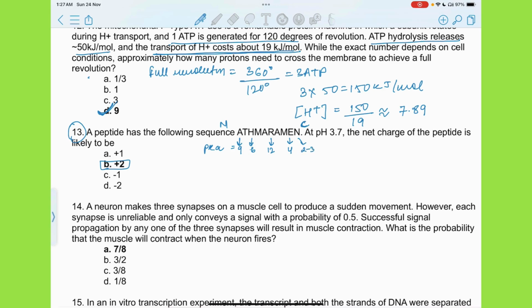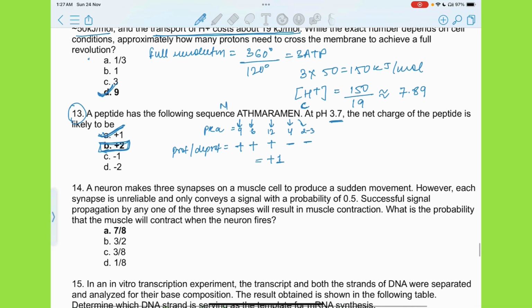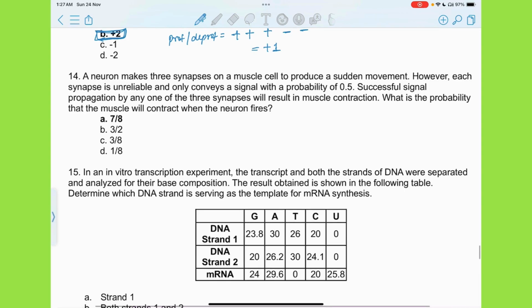So we'll see which are protonated and which are deprotonated. At pH 3.7, this will give a plus charge, this will give us a plus charge, this will again give us a plus charge, this will give us minus, and this will give us a minus charge. So the net total comes to be around +1. If any of you knows the correct way to solve or any better approach, because the answer they have provided is +2, but I feel +1 is the correct option, please comment below. Move to the next question.